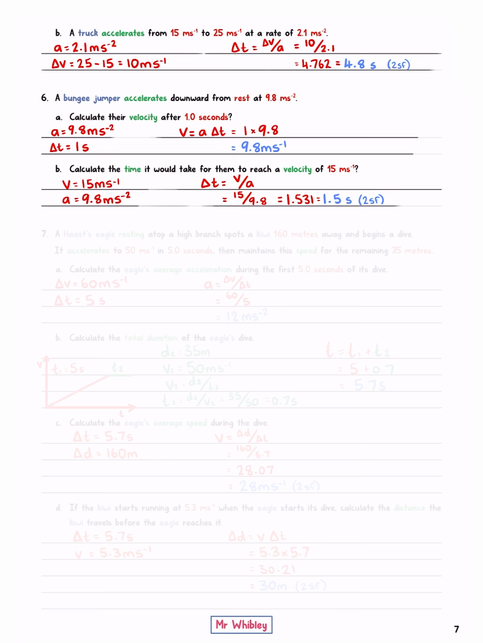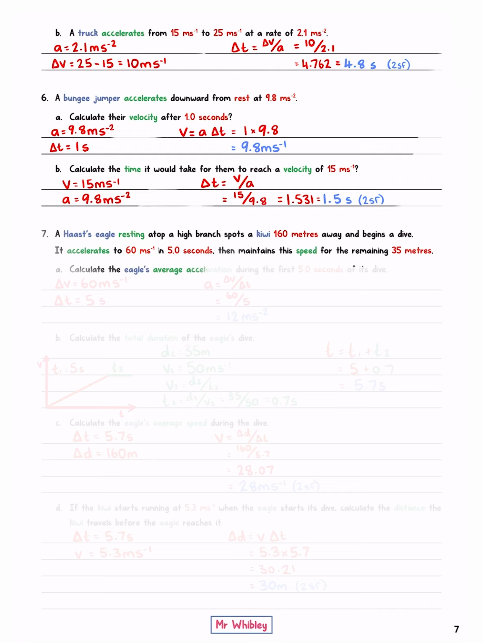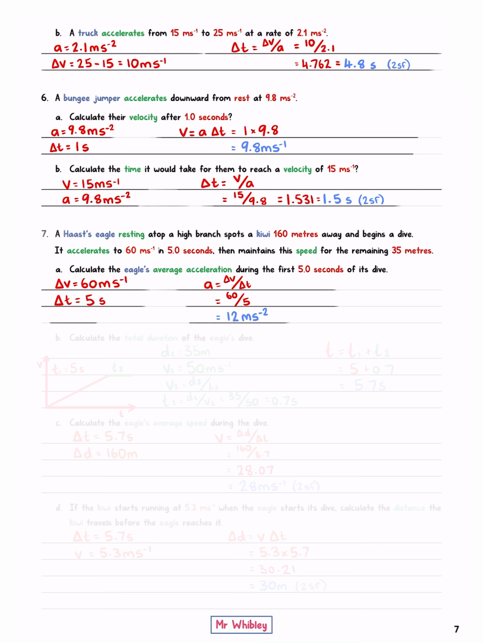Question 7. A Haast eagle resting atop a high branch spots a kiwi 160 meters away and begins a dive. It accelerates to 50 meters per second in 5 seconds, then maintains this speed for the remaining 35 meters. Calculate the eagle's average acceleration during the first 5 seconds of its dive. Our change in velocity in the first 5 seconds is 60 meters per second, which it reaches in 5 seconds. Using our acceleration equation and putting these numbers in, gives us 12 meters per second squared.